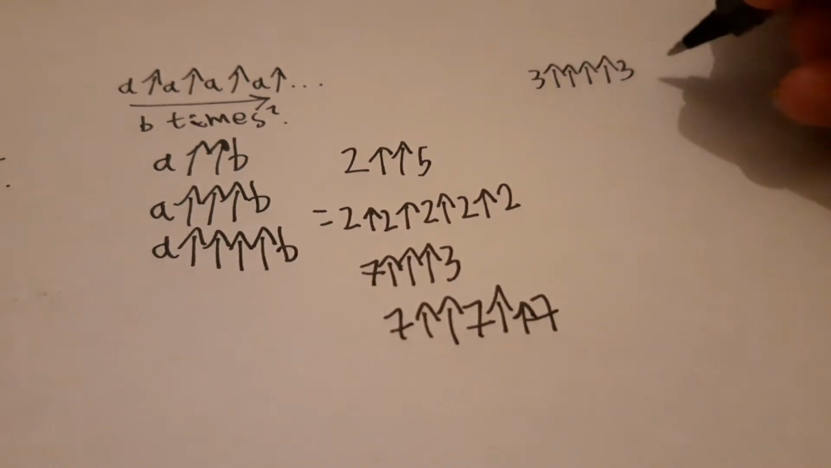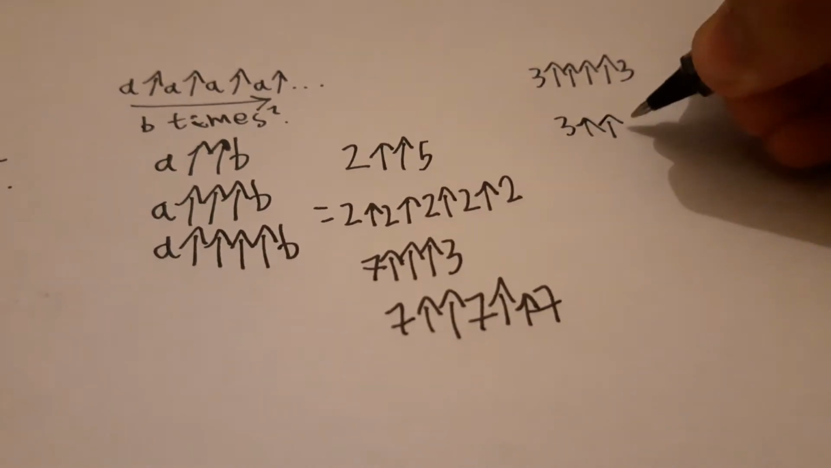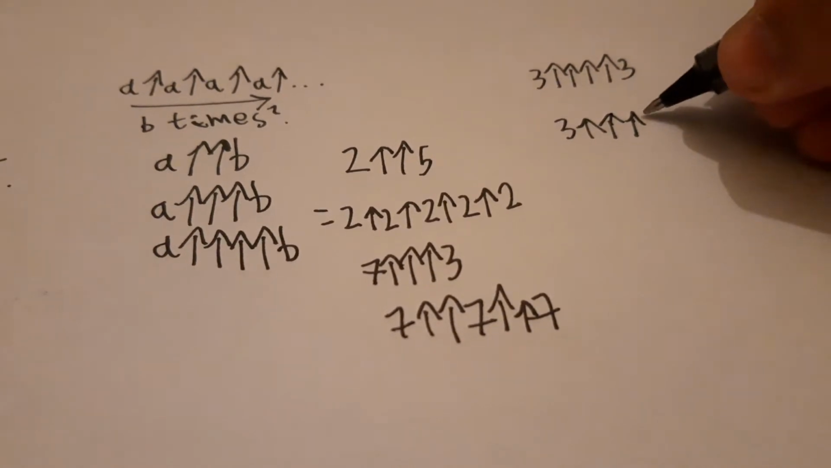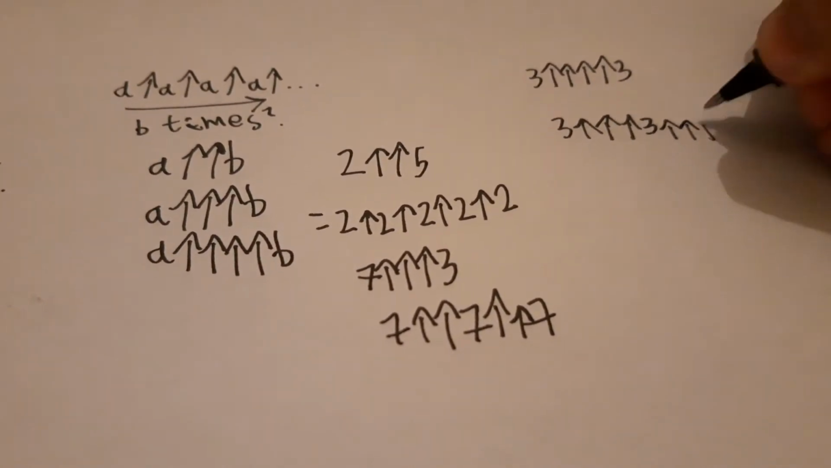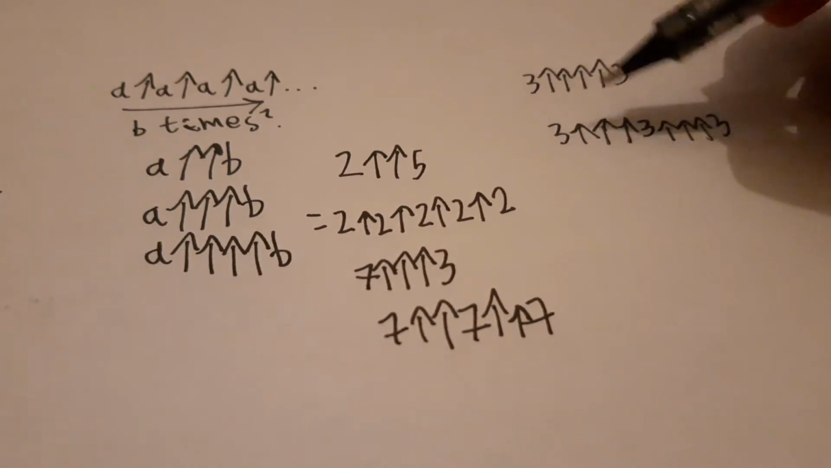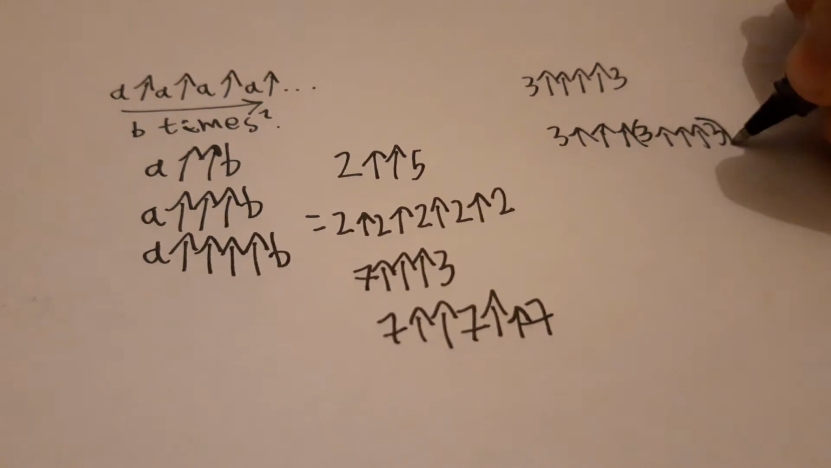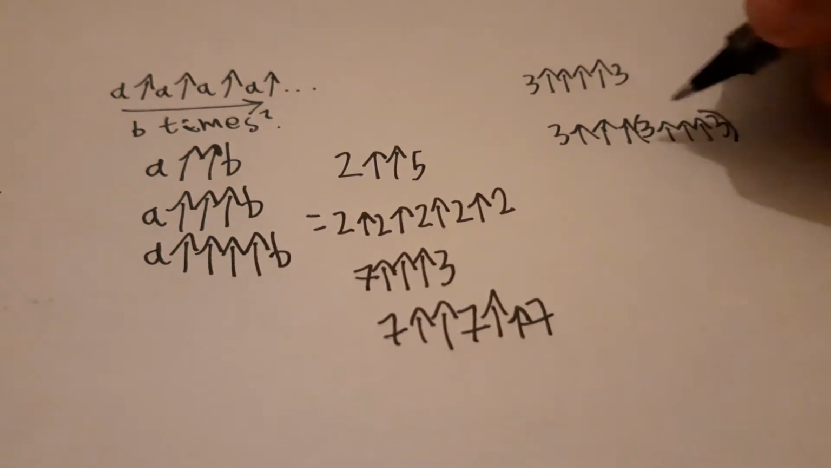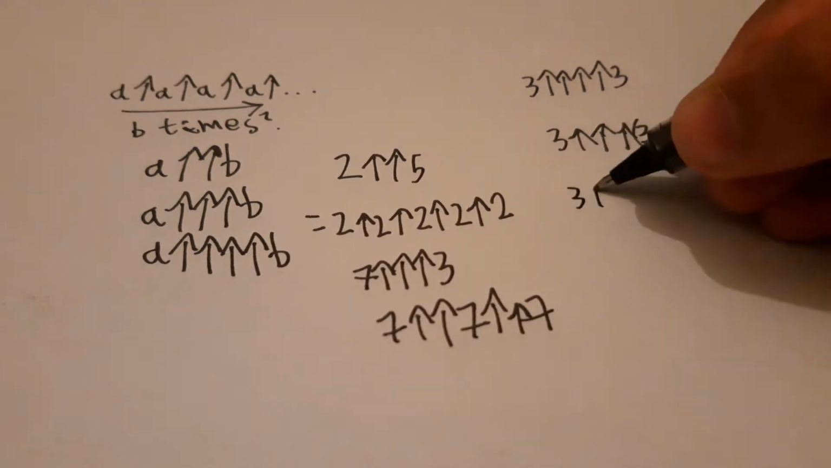3 quadruple arrow 3 is basically 3 triple arrow, 3 triple arrow, 3 triple arrow 3, because it means we're going to have 3 occurrences of the number 3. To make it simple, I'm going to write brackets over the 3 triple arrow 3, because that's how it works. So now we need to work out 3 triple arrow 3.